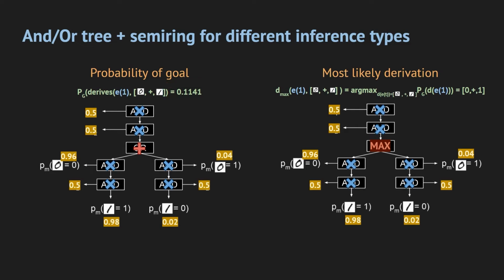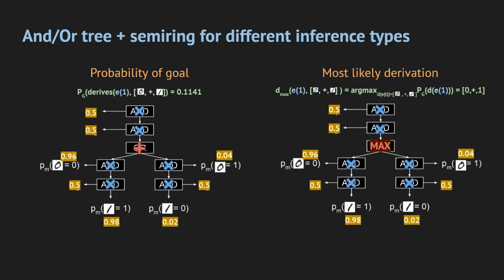By replacing ANDs with multiplications and ORs with maxes, we can find the most likely derivation, in this case 0 plus 1. As you can see, the left branch has more probability and will be found as the most likely parse, but we also need to keep track of the right branch if we want to know the total probability of this sequence.